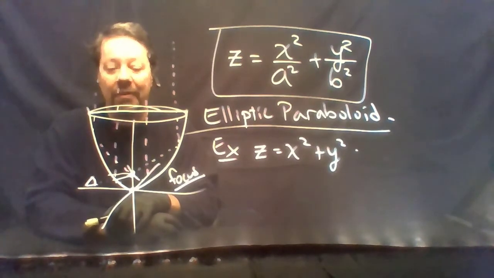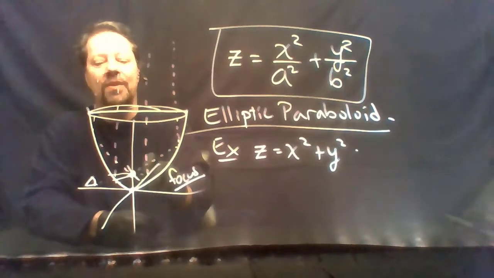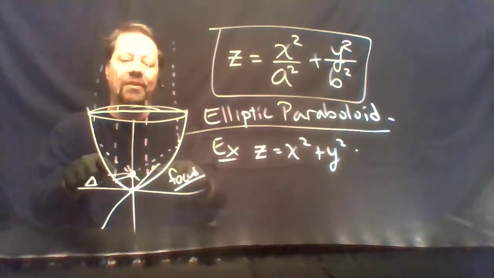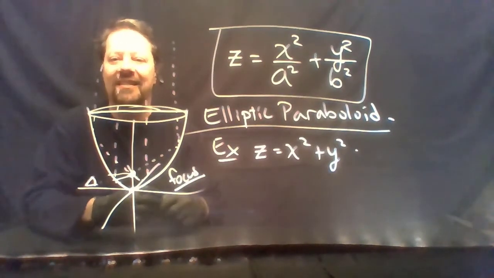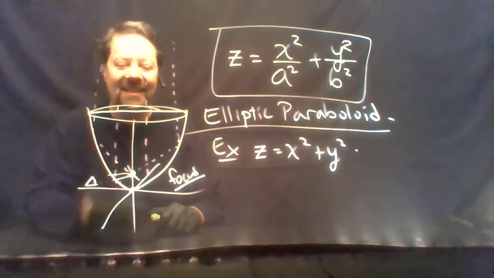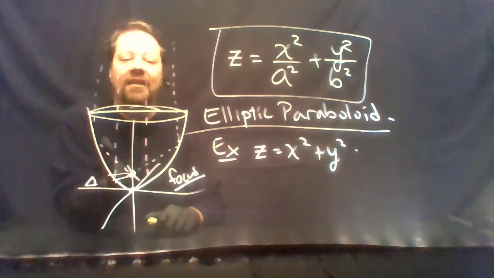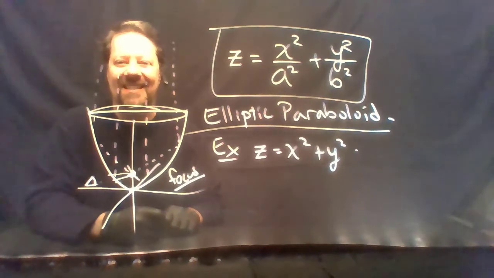Headlights work in reverse. You have a light source going out, hitting the mirrored surface and forming a beam going out in front of an automobile. They have a paraboloidal shape reflector in headlights.